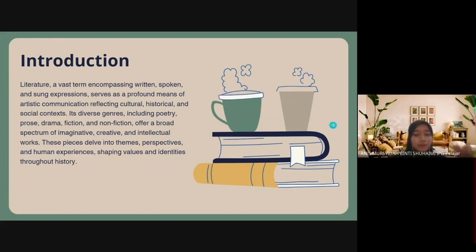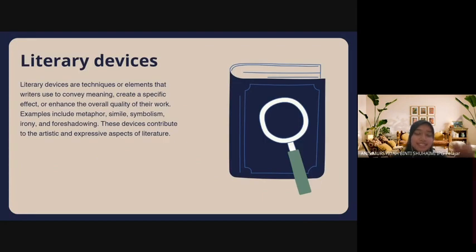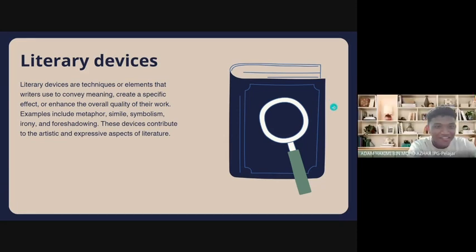Thank you, Adam, for the explanation. So let's move on to the literary devices. Anyone would like to add on literary devices? Anyone? Okay.